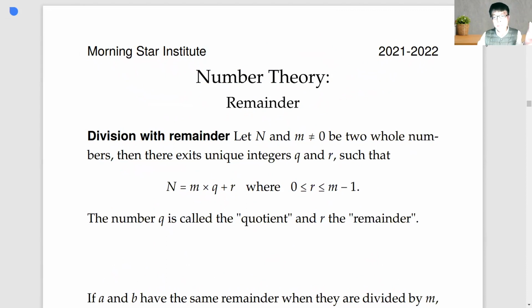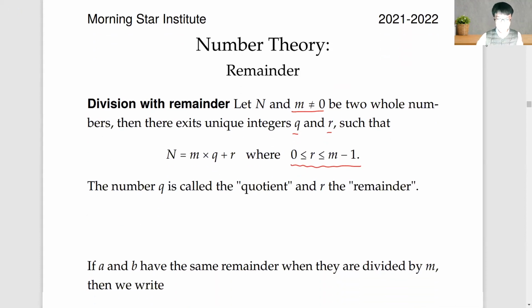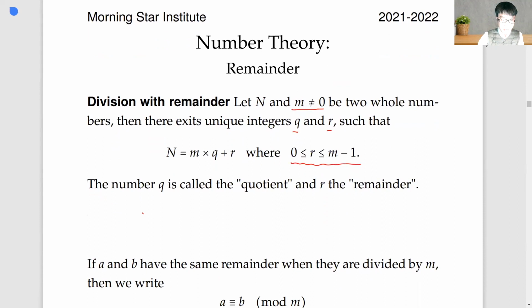A number N divided by a little n, non-zero, there will be a unique quotient q and a remainder r. Here the remainder r is less than this n, the divisor. So for example, I have 2022. If I divide it by, say, 17, I have a quotient equals 118 plus a remainder 16. So this 118 is the quotient.